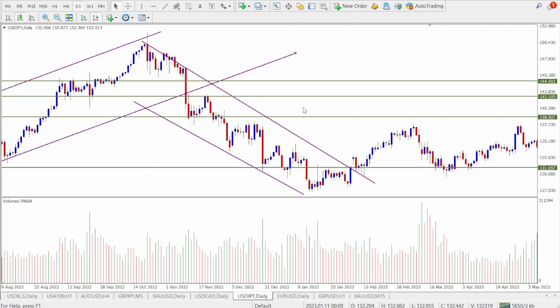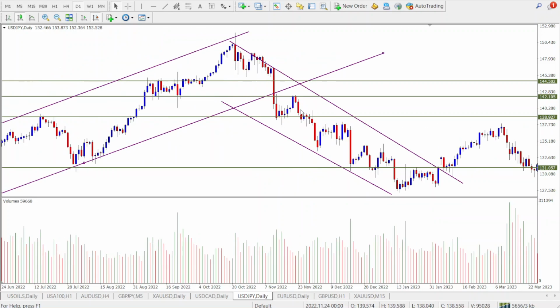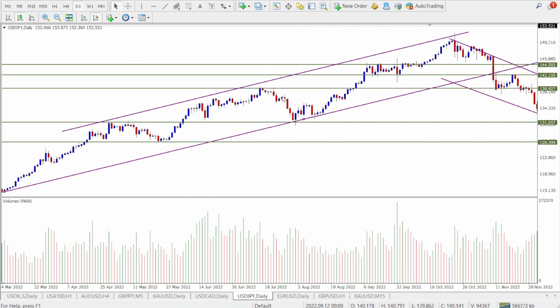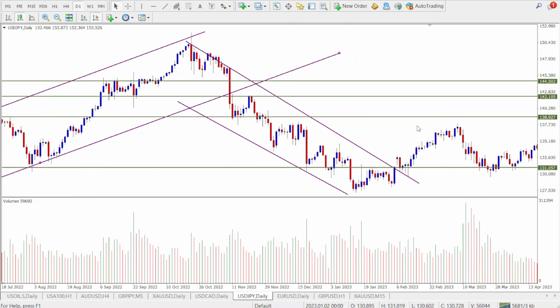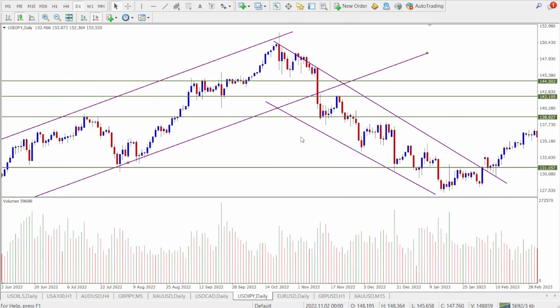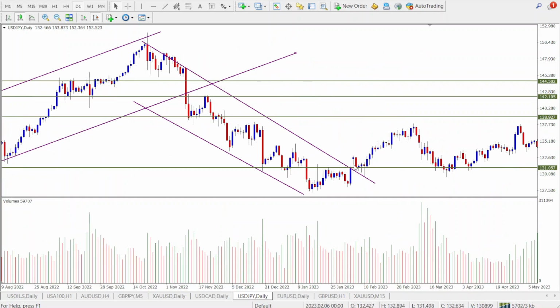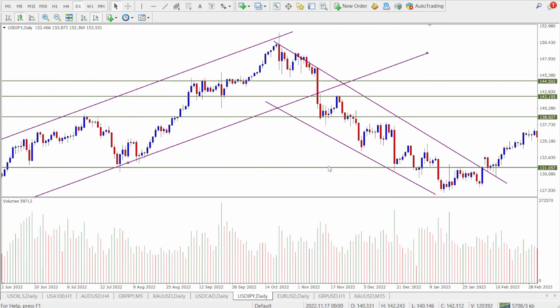Now, what are the signs of a market structure shift? You're going to notice a break in the trend pattern, higher highs and higher lows. You can see what happened here. Higher highs and higher lows are going to turn into lower highs and lower lows. You're going to notice price breaking a key support or a key resistance, and you're going to notice increasing volume on the move, signaling strong momentum.